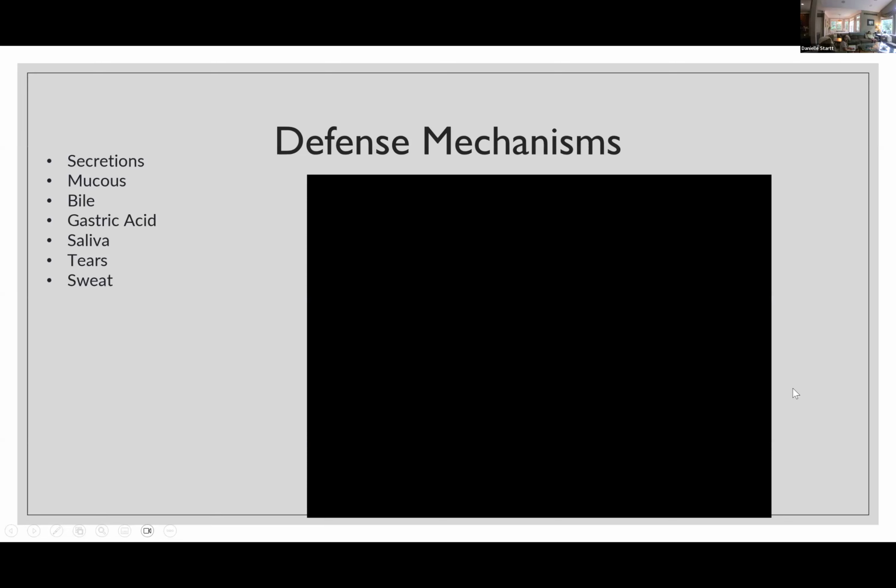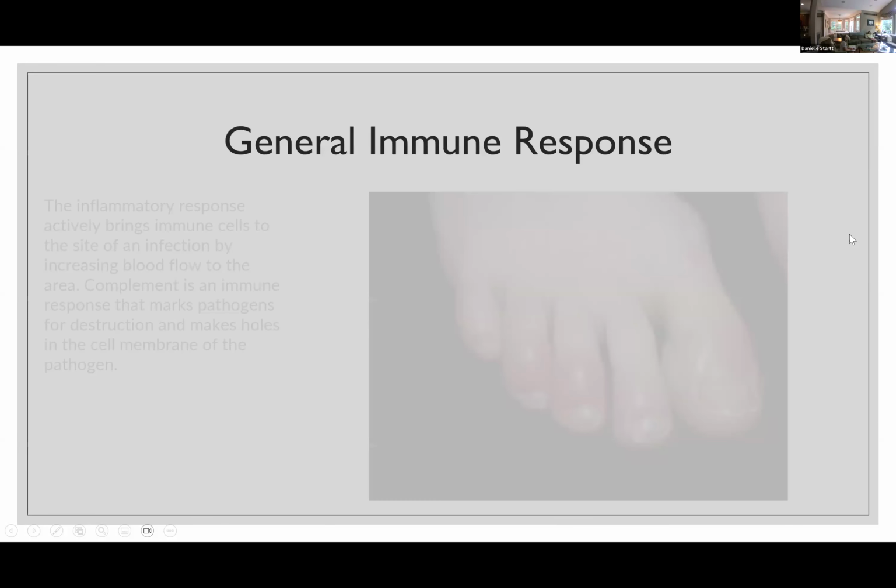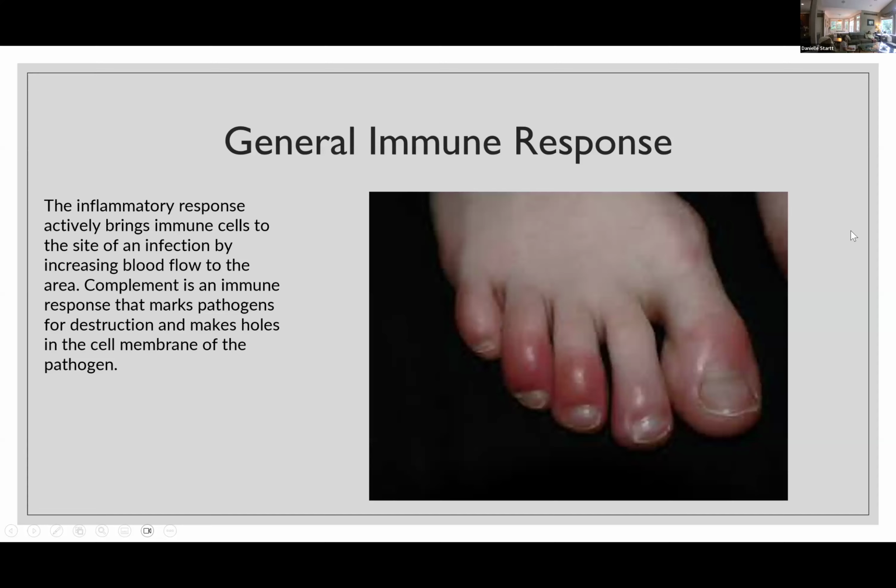Okay, so general immune response. What's this? So this is like an inflammatory response. It actively brings immune cells to the site of infection by increasing blood flow to the area. It's part of your complement immune response, and it marks pathogens for destruction, makes holes in the cell membranes of the pathogens. So if you have an infection, like this person looks like they're having some infected toes, maybe their toenail got cut wrong and they got an infection.